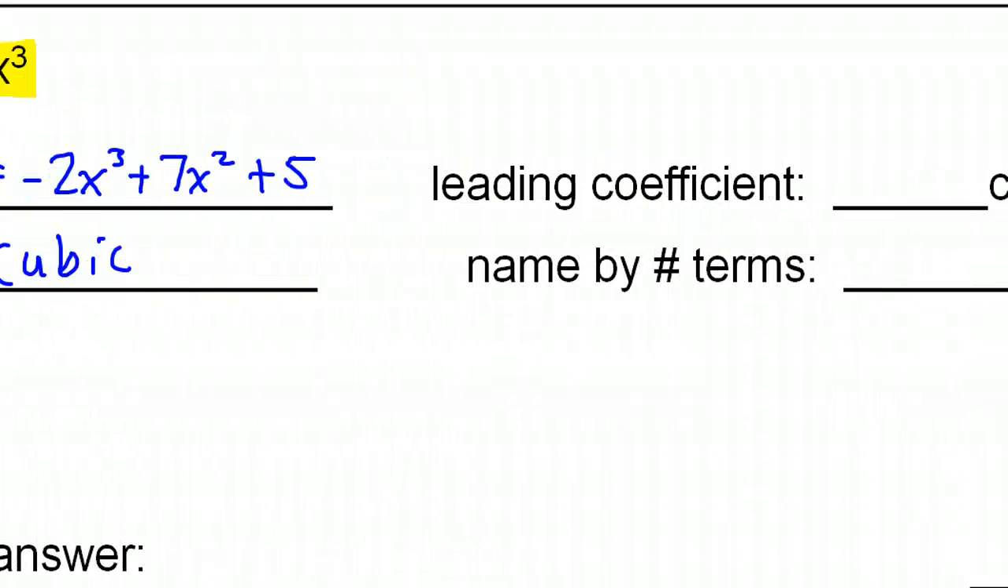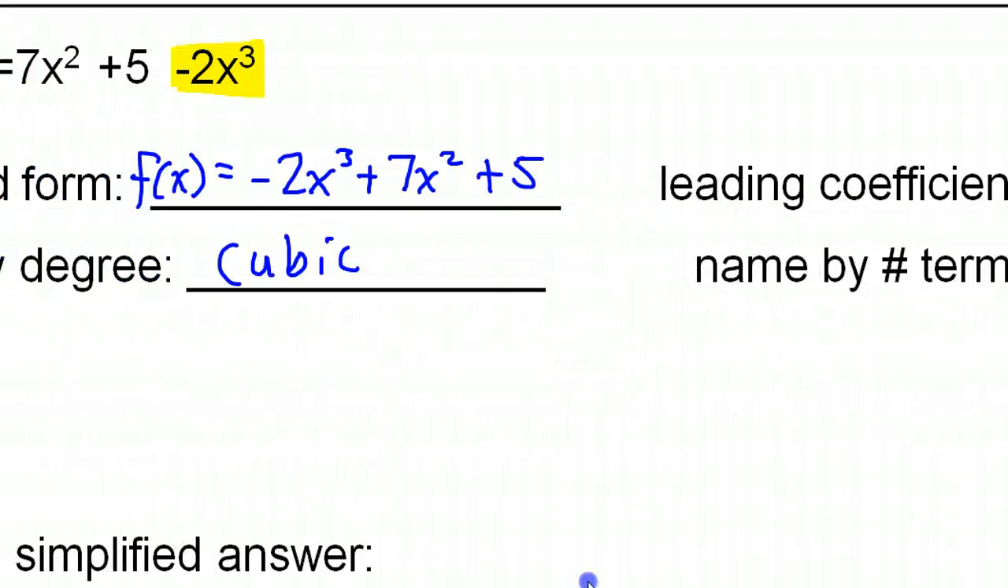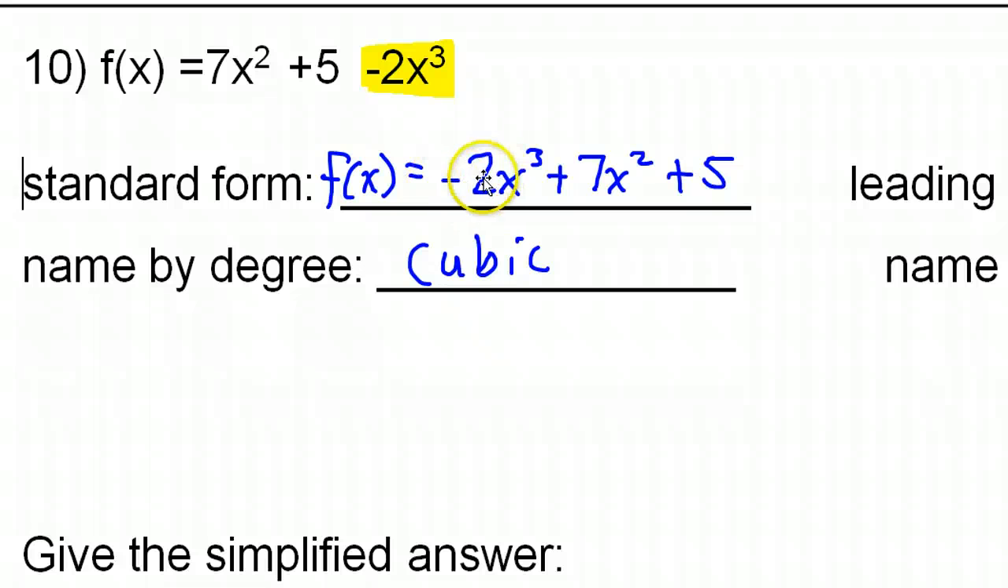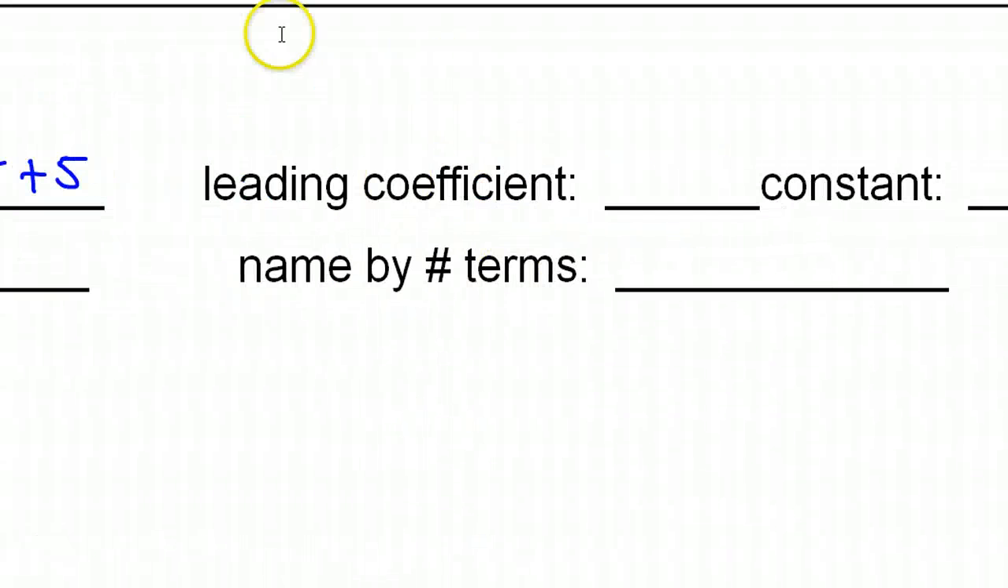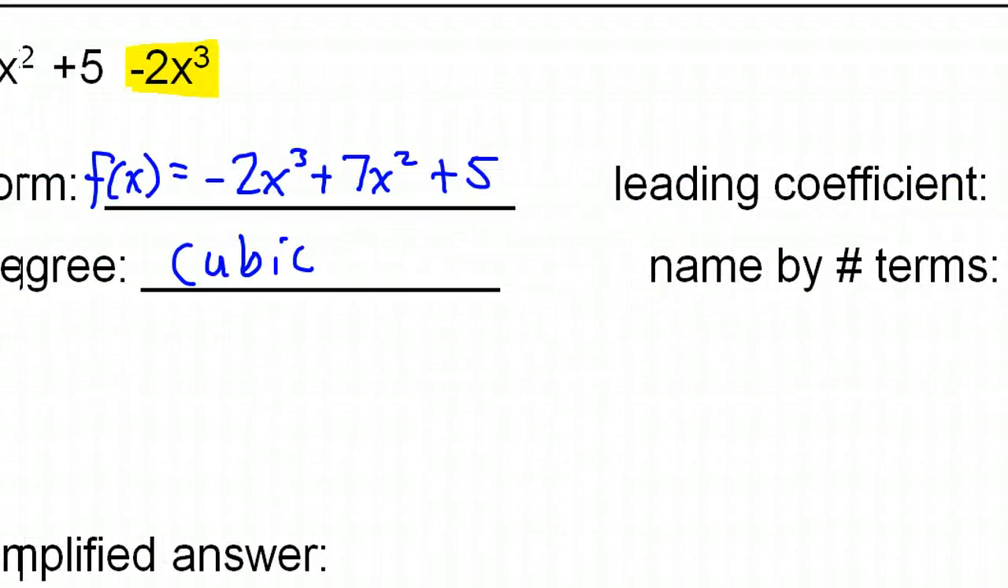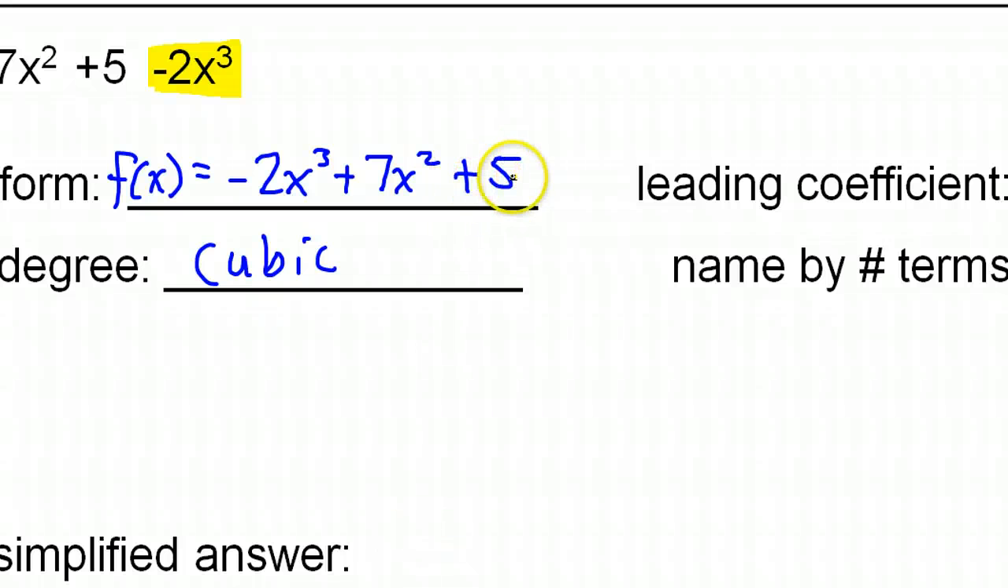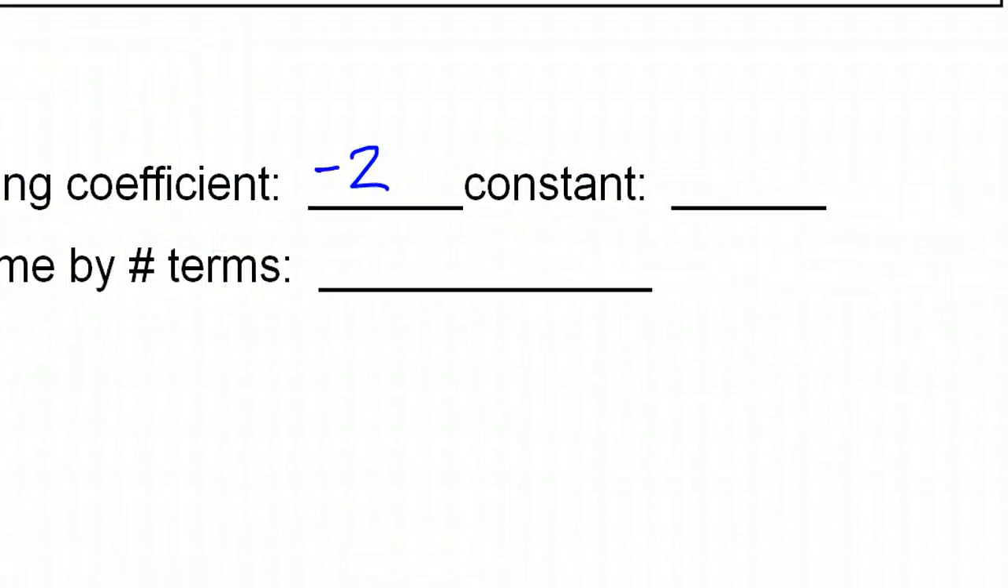Now, the leading coefficient, once you put it in standard form, will be the coefficient in the front. So the leading coefficient of this problem is negative 2. The constant term is the one with no variable. So the constant is 5.